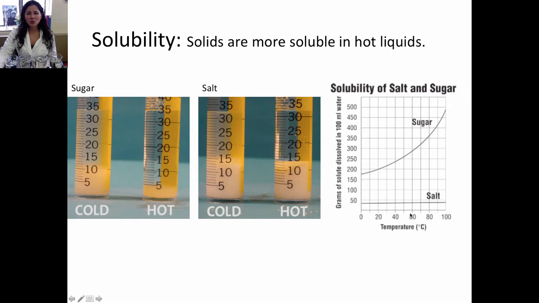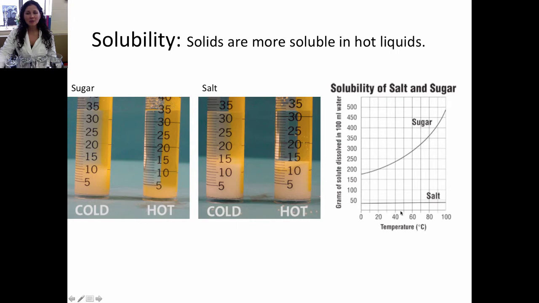Here's a chart that shows the relative solubilities of salt and sugar that vary with temperature. So here we have low temperature to high temperature, or freezing water to boiling water. So about 175 grams of sugar will dissolve in about 100 milliliters of water when the water is very cold. But that amount of sugar that can be dissolved in water drastically increases as the water gets warmer. Salt also has a very slight increase. It's increasing but not as much.